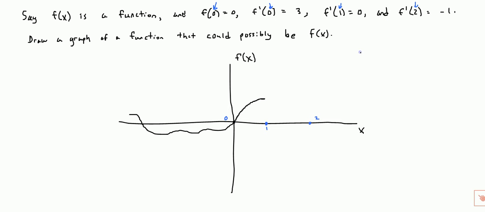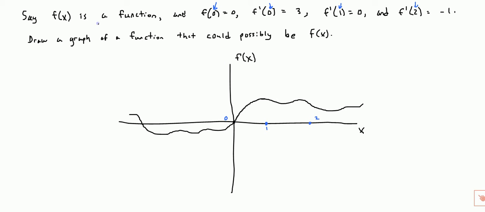And then at 2, we have f prime of 2 equals negative 1. So we don't know what's going on between 1 and 2, but we know that at 2, the slope has to be negative 1. And this is roughly negative 1. So then after 2, we don't have any more information.